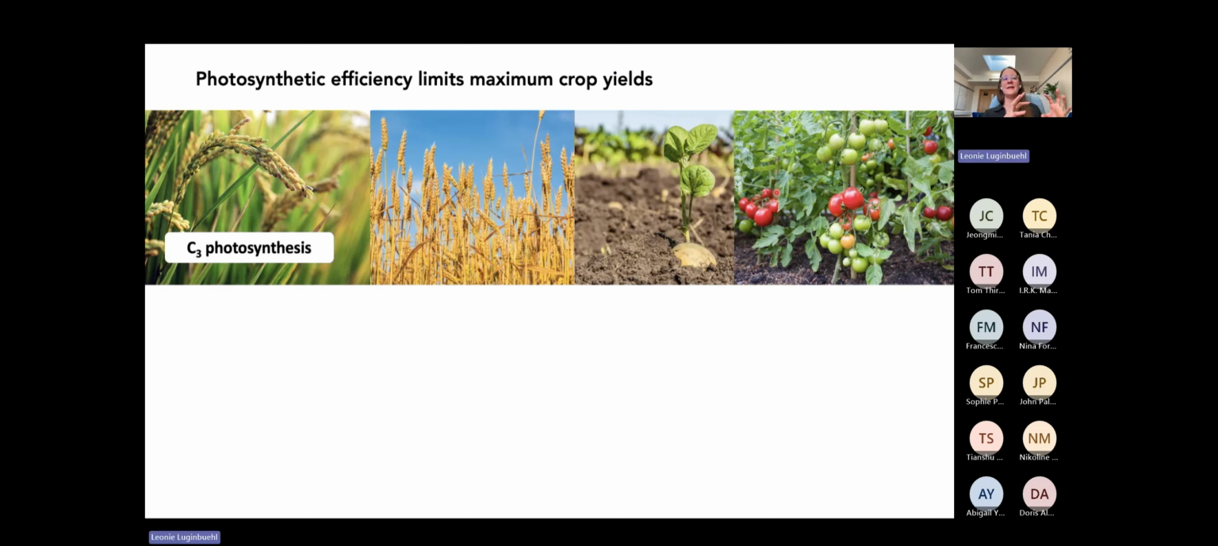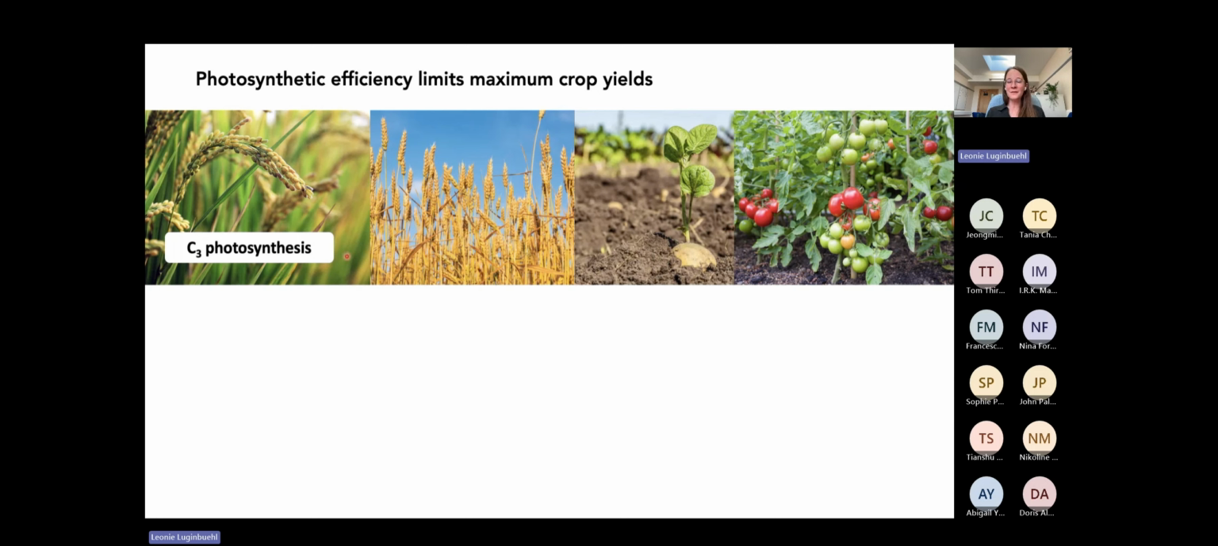So let's start with the very first step of carbon fixation. The efficiency with which plants can fix carbon in the leaves is actually one of the key factors that limit maximum crop yield. And you can see here a picture of plants. All of these plants use a particular way to photosynthesize that we call the C3 photosynthetic pathway. And this includes important crops such as rice, but also wheat, potato, and tomato. And all of these plants use C3 photosynthesis to fix carbon in their leaves.